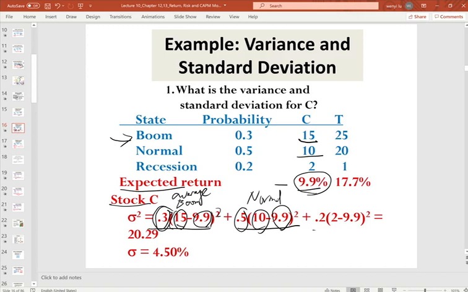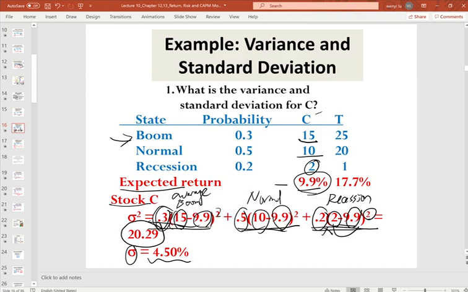And for the stock C, we use the probability of the recession, times the return on recession minus expected return, the difference squared, times probability. So these three terms will then be added up. The total will be the variance. The variance, take a square root, will be the standard deviation of the stock C.